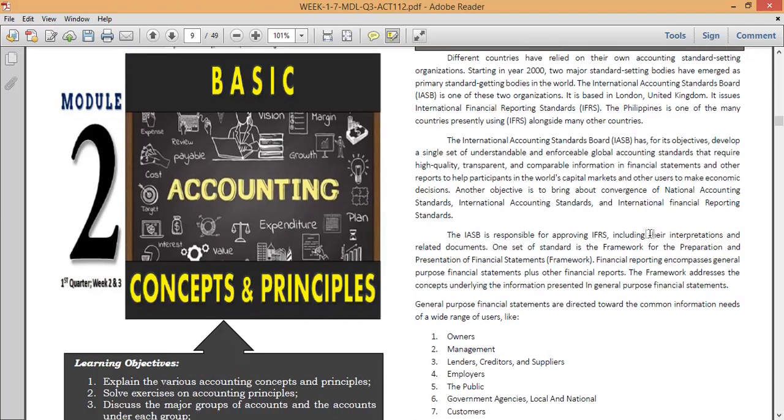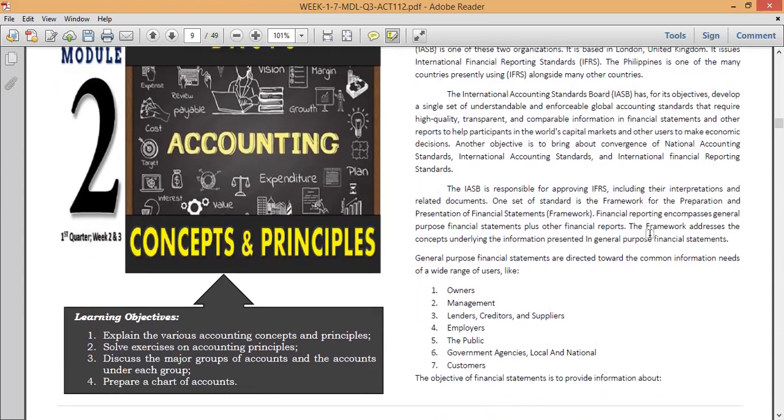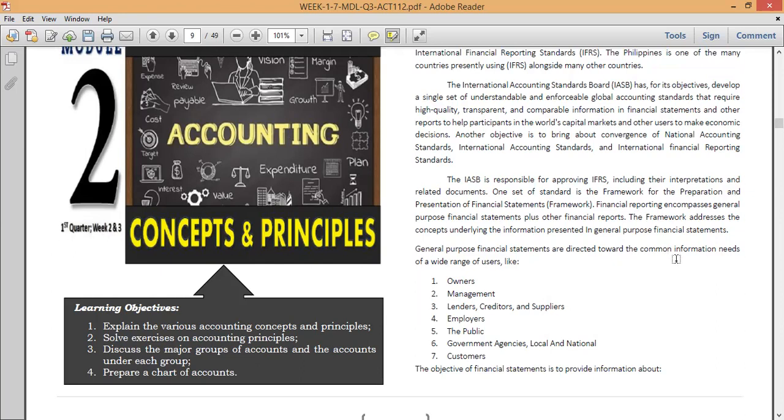So, general purpose financial statements are directed towards the common information needs of a wide range of users like owners, management, lenders, creditors, suppliers, employees, the public, government agencies, local and national, and customers. We are aware, guys, that we discussed before that these are the users of accounting information, related to accounting. I already explained that before, so you can read back our module to understand better. These are the internal and external users of accounting.